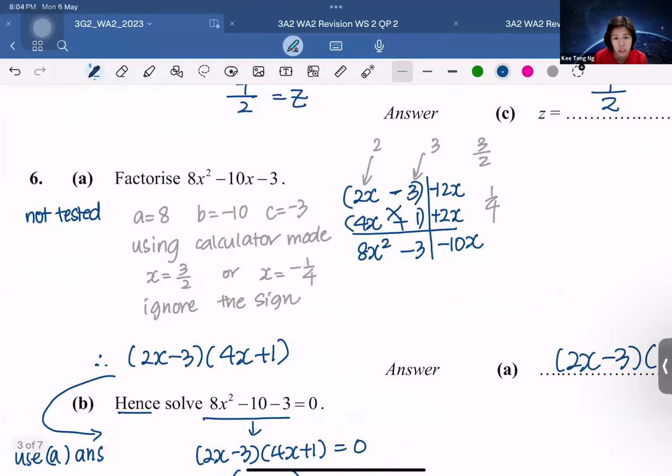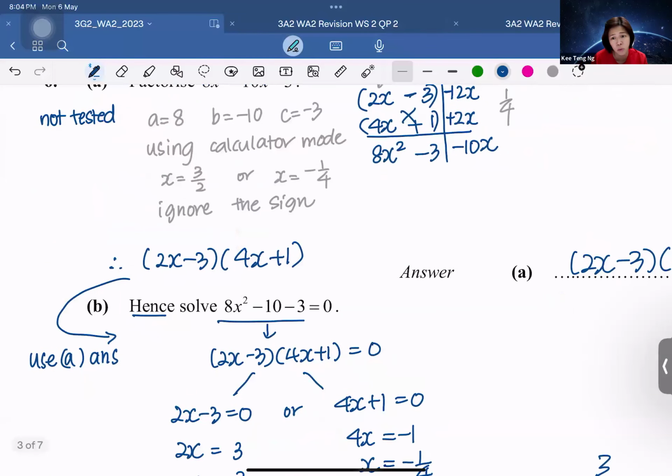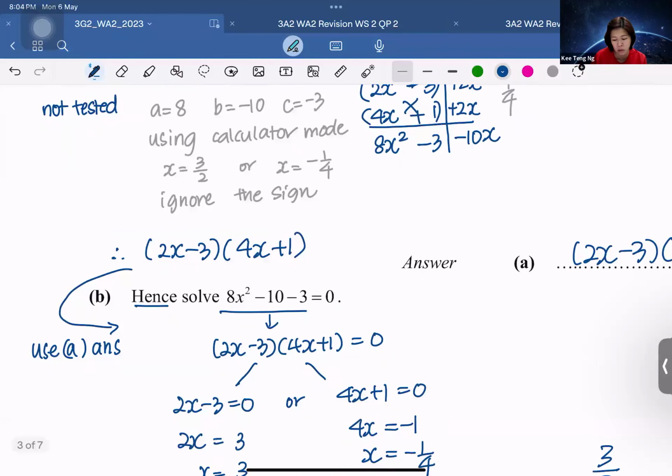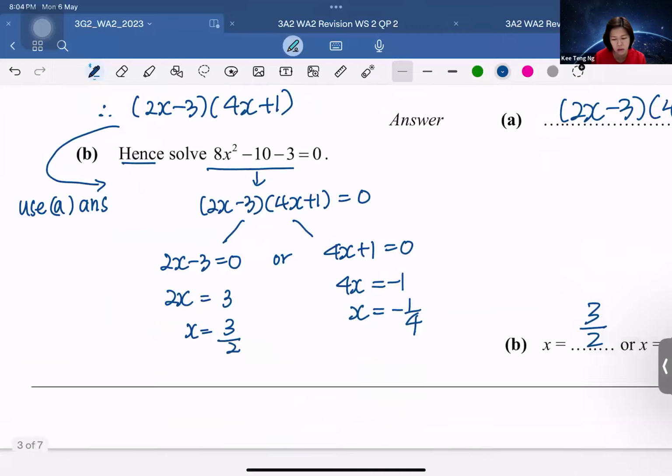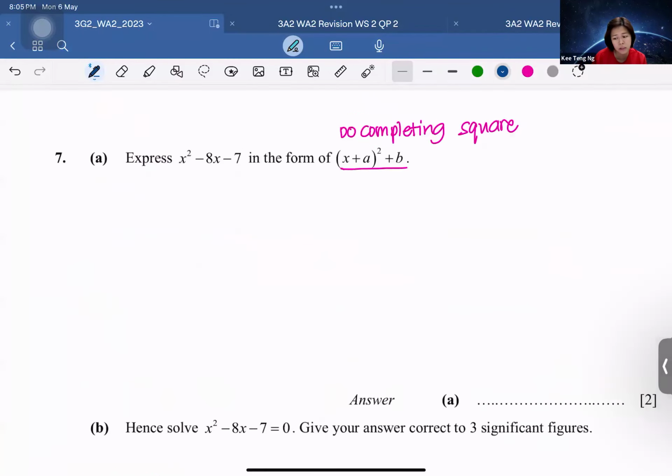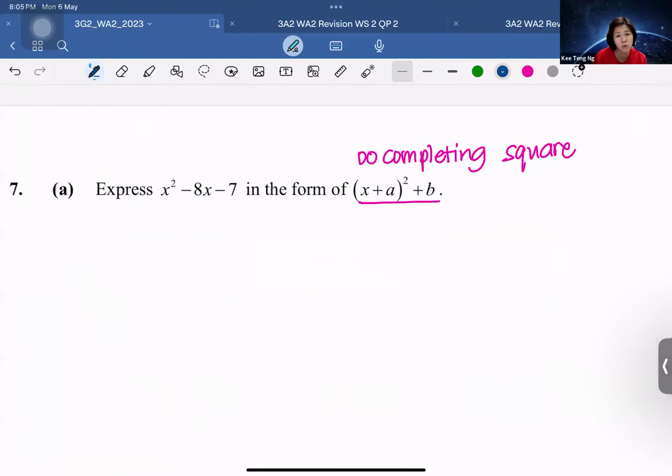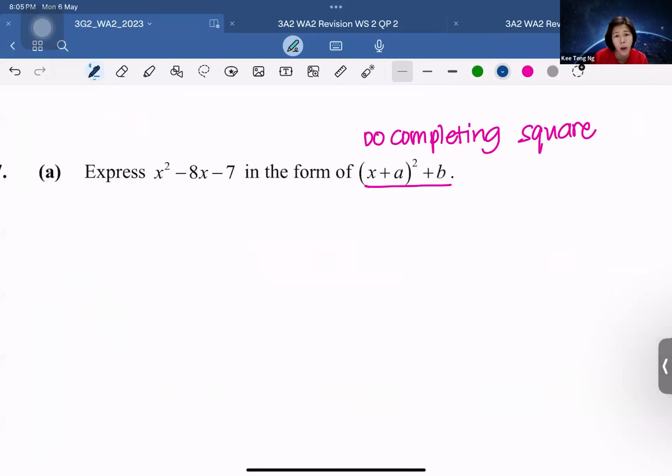This one over here, not tested because we tested in the previous WA already, so we need to test again. Okay, next one, completing square. How do I know this is the completing square question? It is very, very standard.